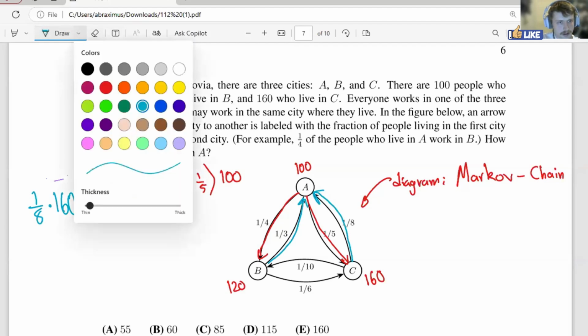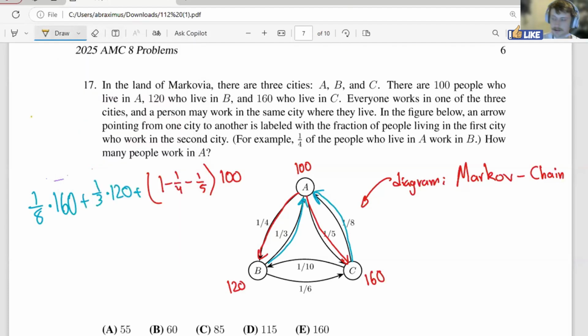Okay, so let's figure this out. 1/8 of 160 is 20. 1/3 of 120 is 40. Okay, now we have 1 minus 1/4, that's 3/4, minus 1/5 of 100.